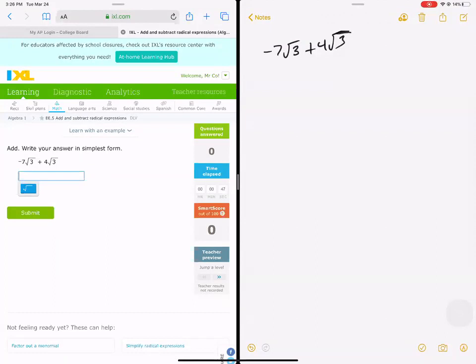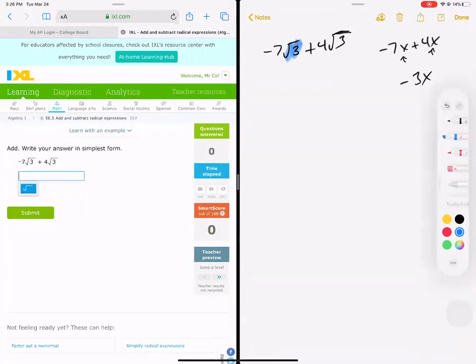So the question is, when I'm adding numbers, are these like terms? Now let's go back and rewrite this. If I wrote this as -7x plus 4x, could I do this? Well, if I combine them, they are like terms. They both have 1x. So -7 plus 4 is -3x. The same thing happens here, where x can be square root of 3. So since they have the same square root of 3 here, we can call them like terms.